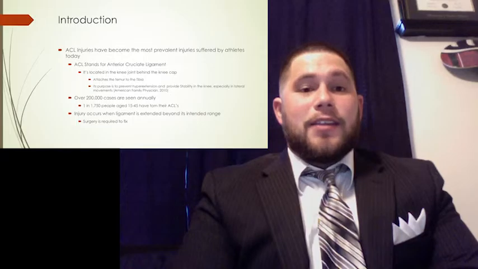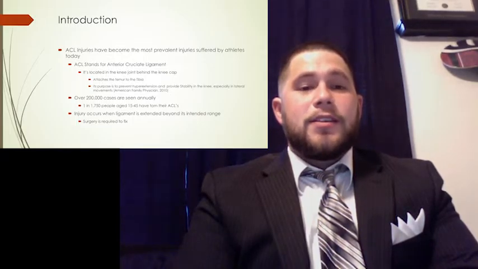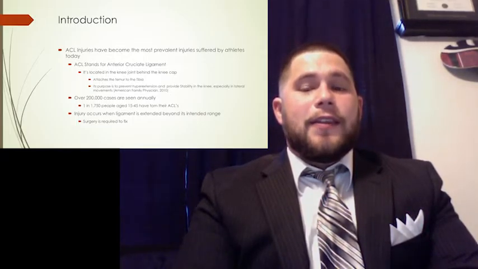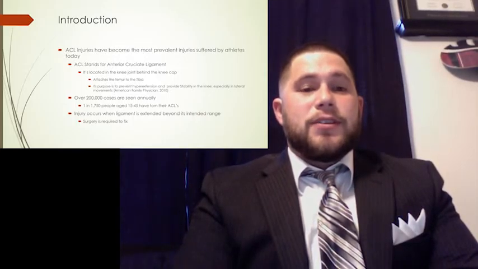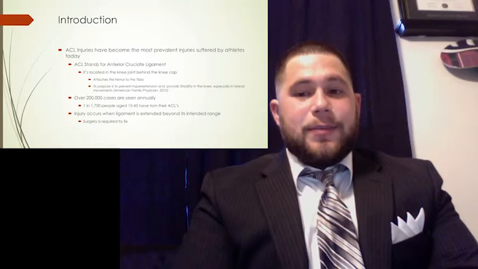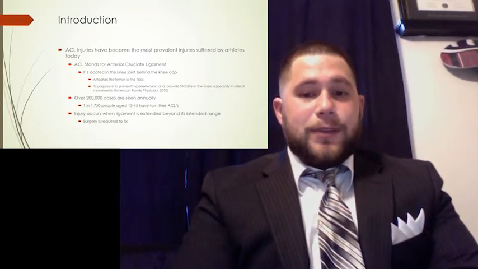ACL stands for the anterior cruciate ligament. It is located behind the kneecap in the knee joint. It attaches the femur to the tibia. Its purpose is to prevent hyperextension and provide stability in the knee, especially in lateral movements.